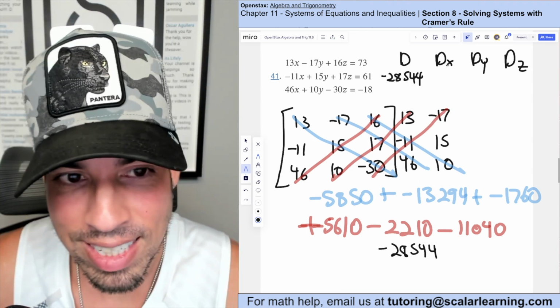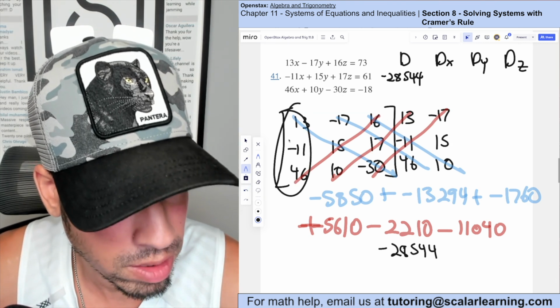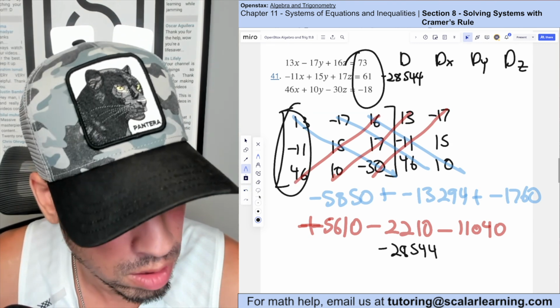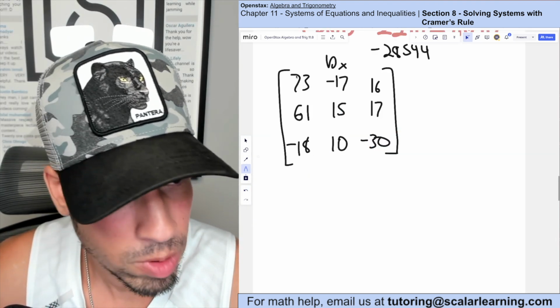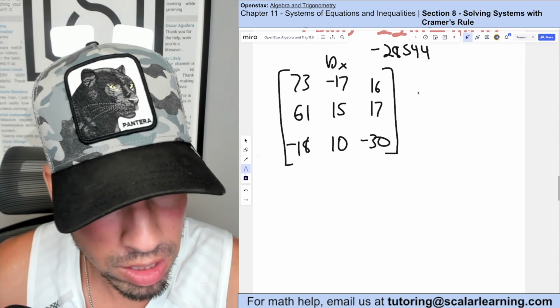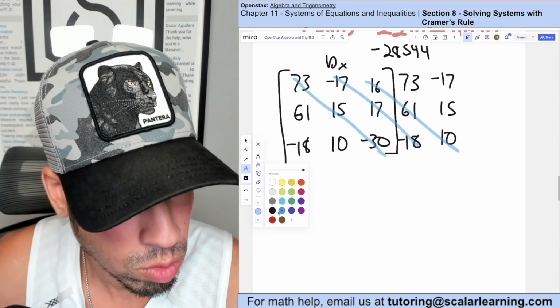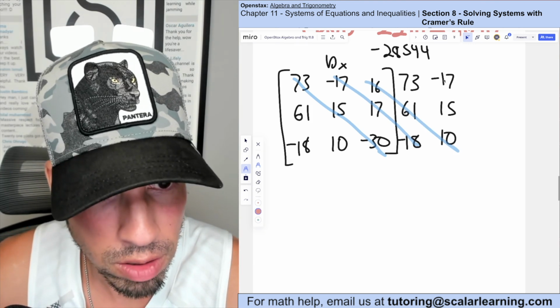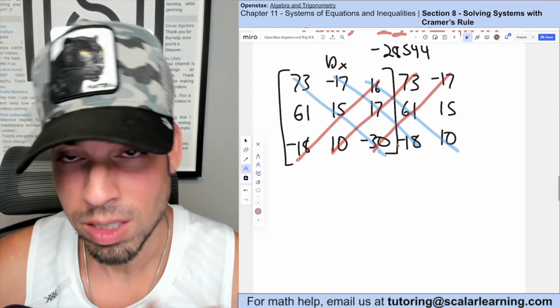Next, we got to calculate dx. So dx, we're going to start with the same matrix, except I'm replacing the x column with these constants. Let's write that out now. So once again, to calculate dx, I'm going to repeat these first two columns here and here. And then we're going to multiply. So we're going to add all of those products together, and then we're going to take these products in red, like so, those three products, and we're going to subtract those.